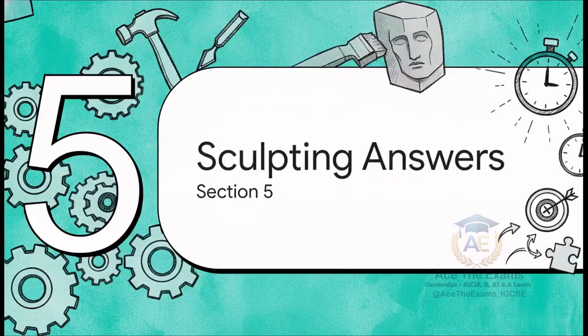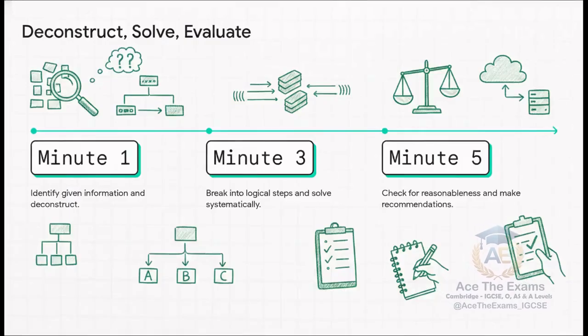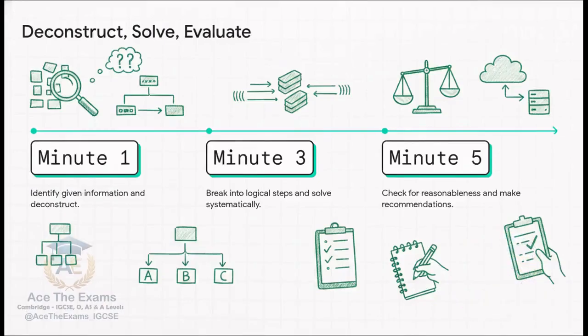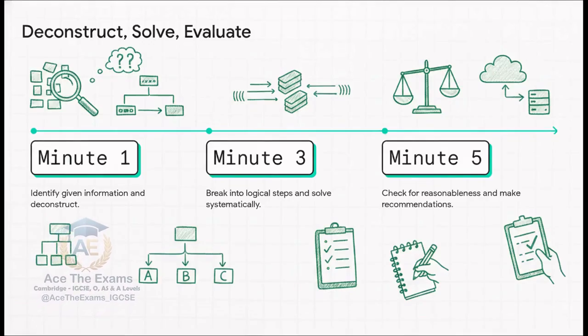Finally, Section 5, Sculpting the Perfect Answer. Let's bring everything we've talked about together into a strict, time-managed execution matrix. We're going to look at a typical 5-minute allocation for a midway question. Listen closely. In minute 1, you do not write your answer. You deconstruct. You identify the given information in the prompt, decode the command words, and plan your attack.